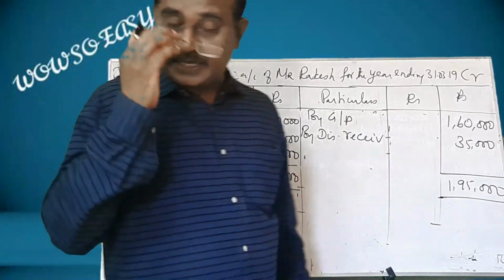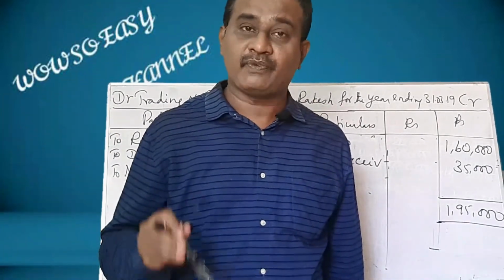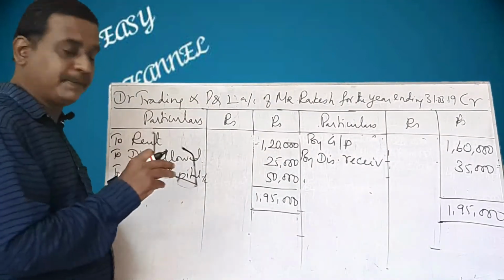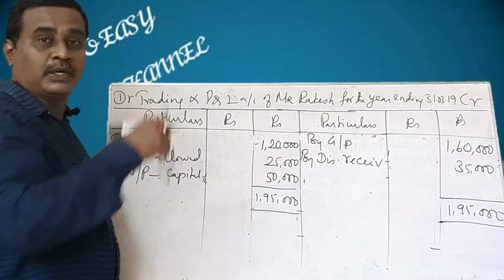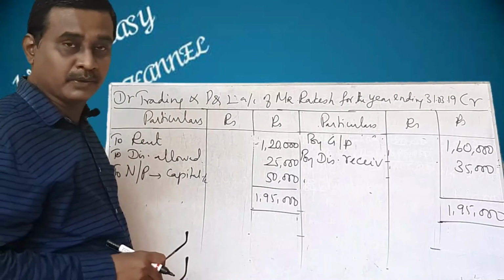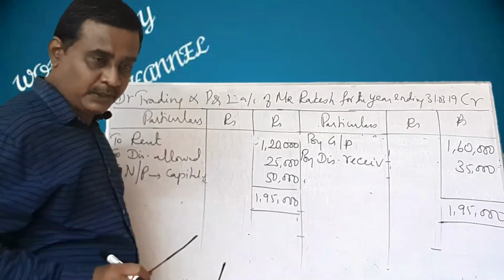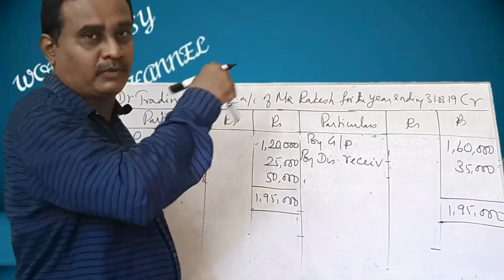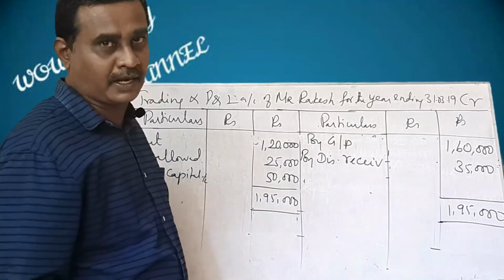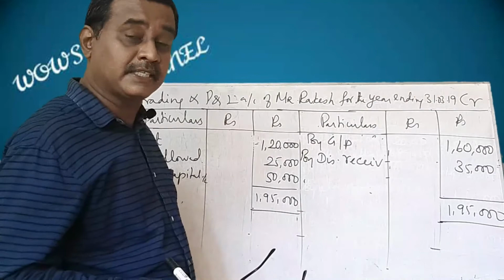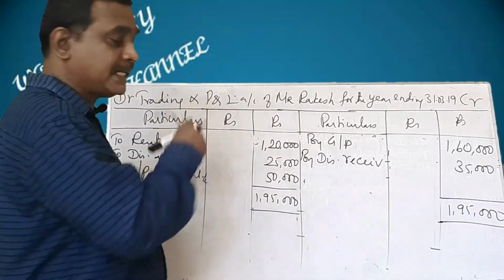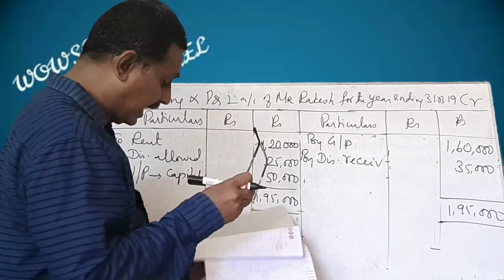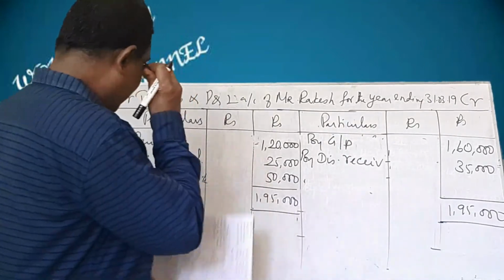See, students, in most cases, students forget to bring that discount allowed here. They simply take this discount allowed to total debtors account. Again, I tell you, sales return will be subtracted from the sales in the trading account, and the remaining amount should be shown in the outer column. Likewise, purchases return should be subtracted from purchases, and the remaining amount should be shown in the outer column. So, we have calculated net profit.